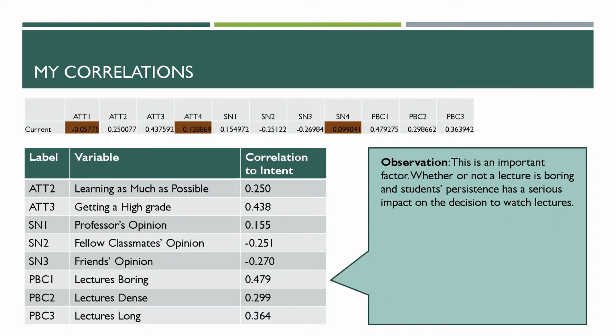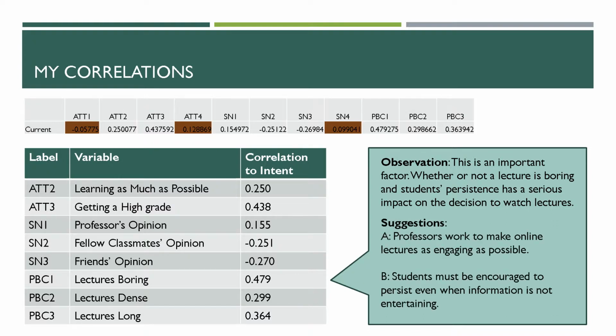So if they were easily distracted or discouraged by things that were boring, they weren't going to listen to lectures. But if they had the attitude, I'm going to watch the lecture no matter what, then they definitely were going to be watching lectures if that was not going to be a deterrent, right? So the suggestion here is that professors should work to make online lectures as engaging as possible.